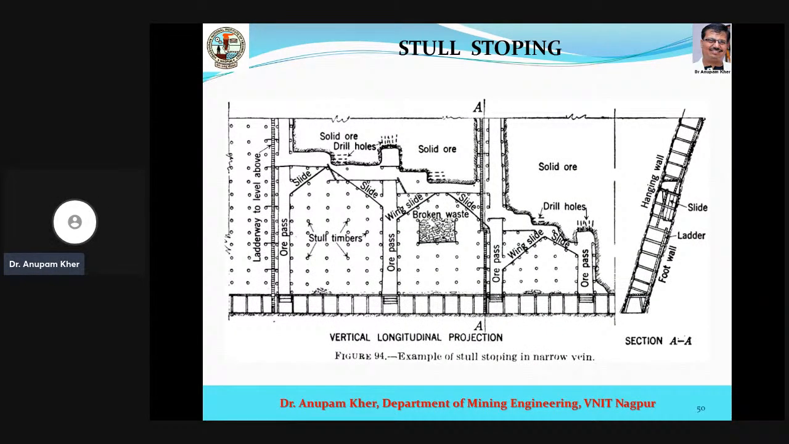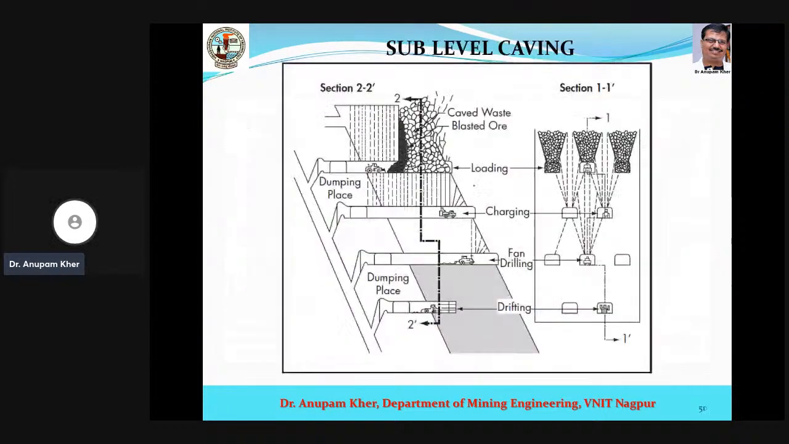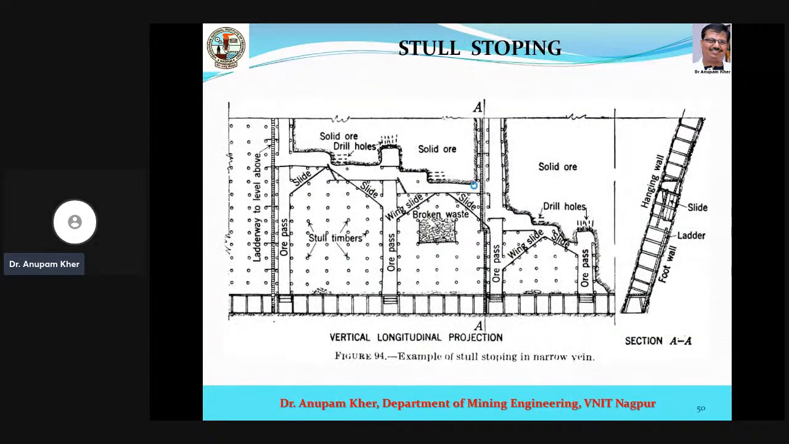As you can see everywhere in these diagrams, using the stulls as well as the fill material, it becomes a very costly method.